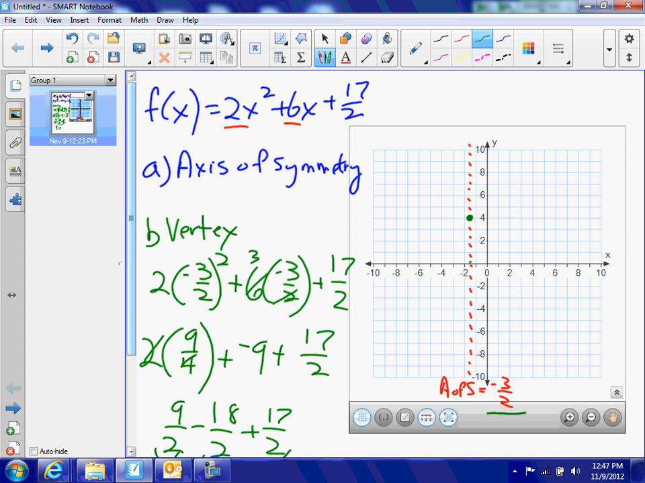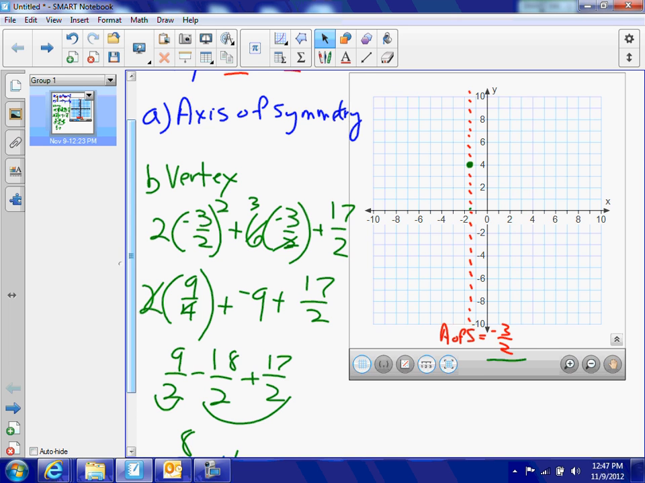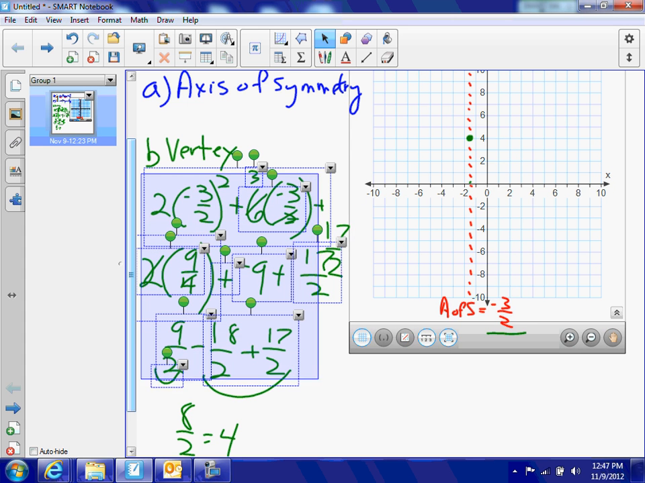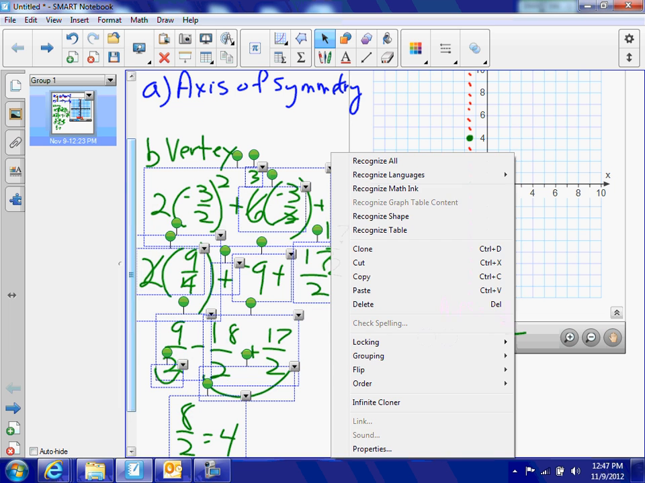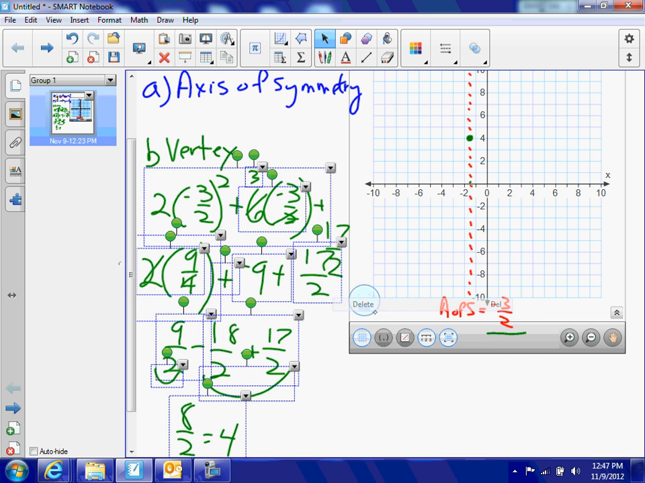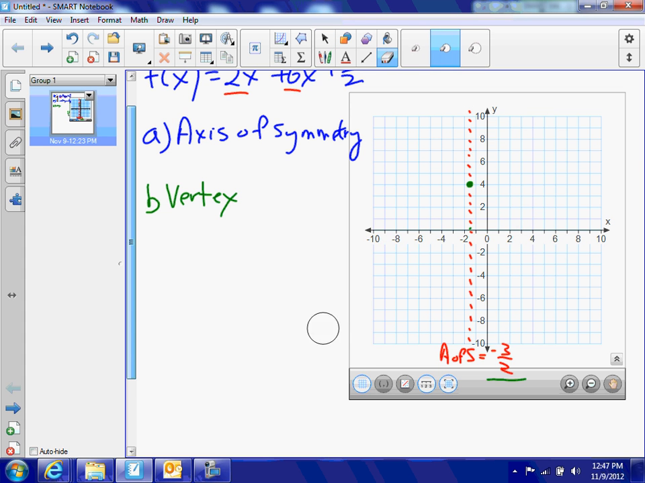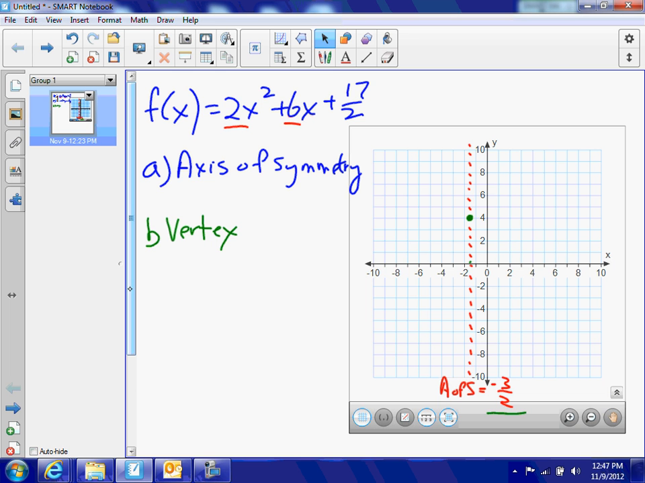For my vertex, let's get rid of this now. Delete that. Okay, so now we have our vertex. And then the third part is to label these 2 other points. Well, being the simple guy that I am, I like to use easy points.